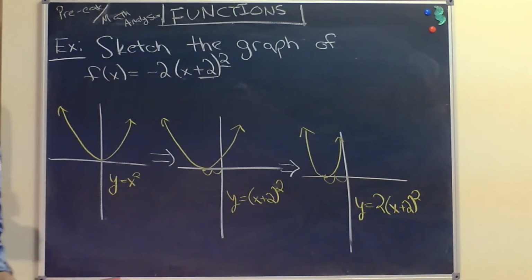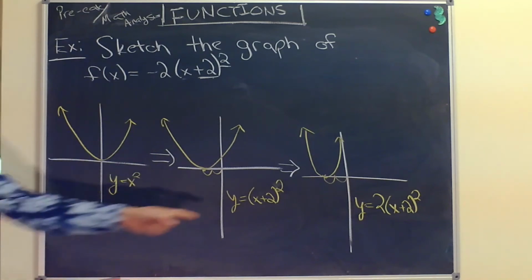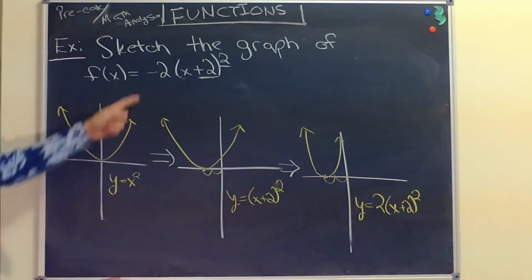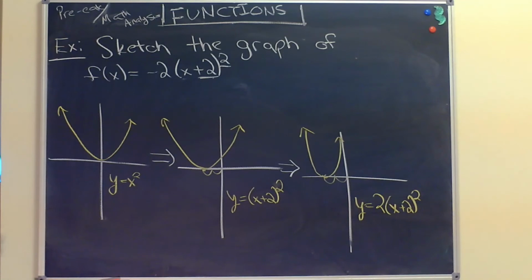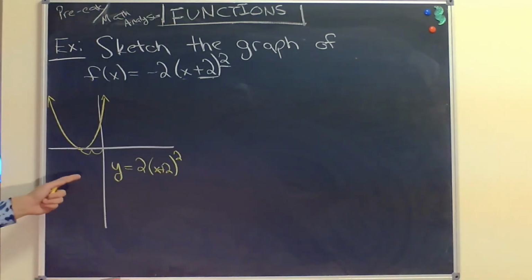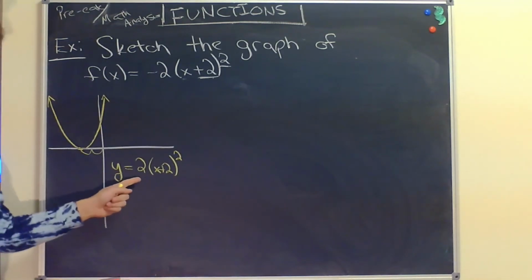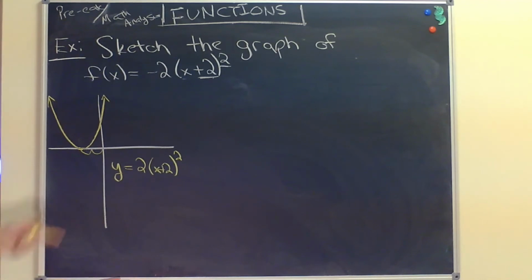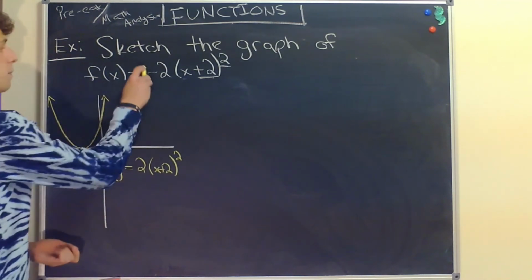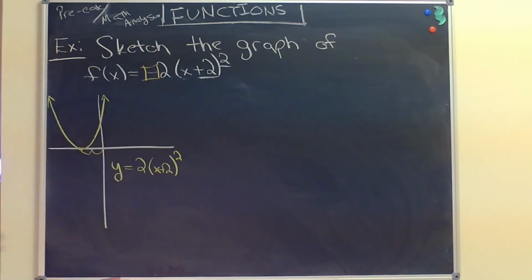Okay, so we've run out of room on this board, but on the next board we're going to take this graph and transform it with this final reflection up here. So on the last board, we finished with this graph of y equals 2 times x plus 2 squared, but now we want to flip it because of this minus sign right here. Which axis do we want to flip it over, you might ask?